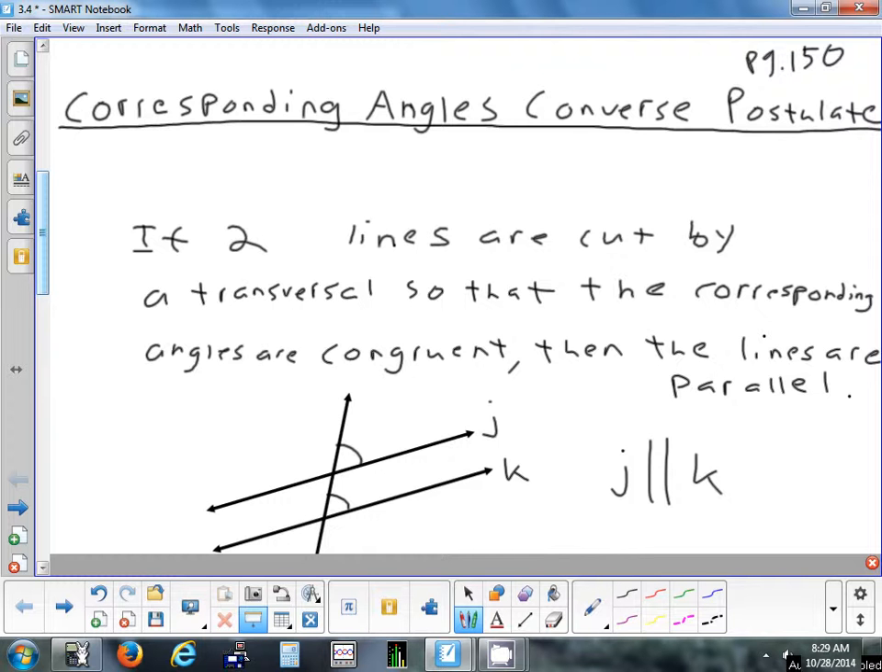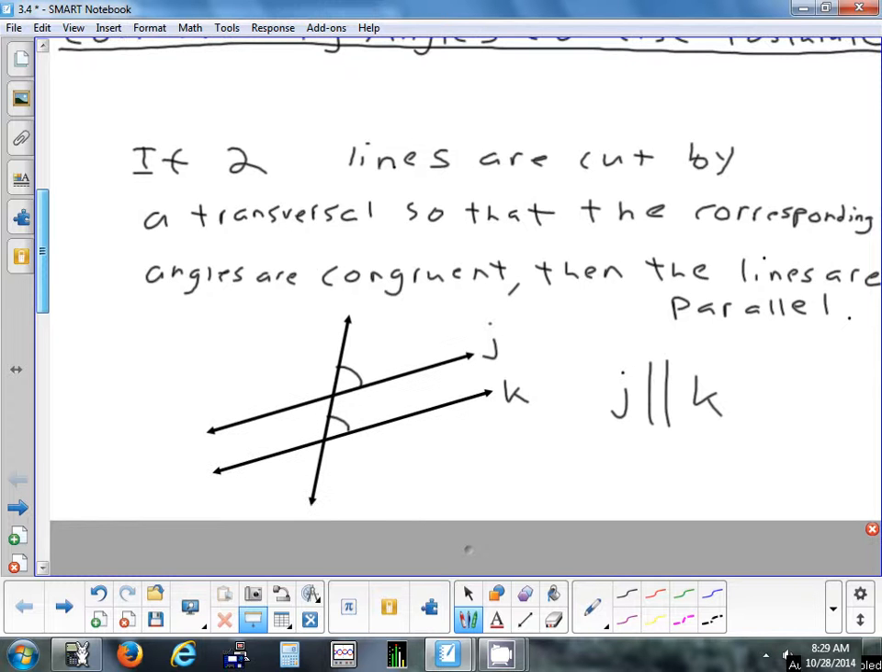So if two lines are cut by a transversal so the corresponding angles are congruent, then the lines are parallel. What I've done in the diagram is I've given you corresponding angles congruent, and because of this postulate, that proves J is parallel to K. Now that we've proved J is parallel to K, all the theorems we learned yesterday apply, because we know we have parallel lines. Any question on the corresponding angles converse postulate?